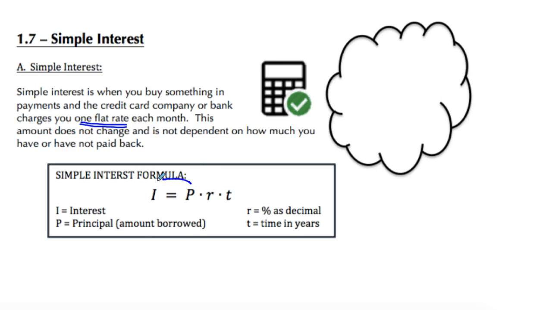So here's our simple interest formula. I equals PRT. P is principal. The principal is your starting amount. This is your money. This is the money you either put in the bank, called an investment, or this is the money you get from the bank. That would be a loan. Either way, the initial amount of money put forth is called the principal.